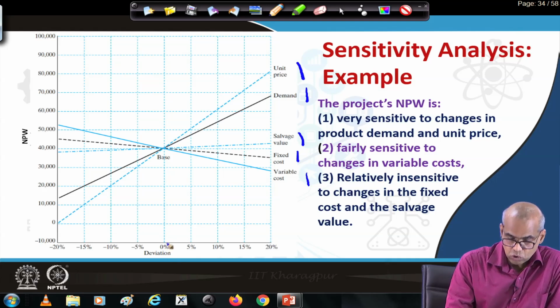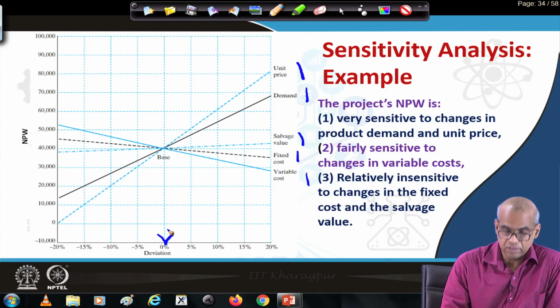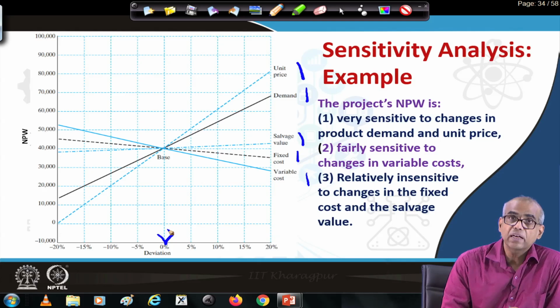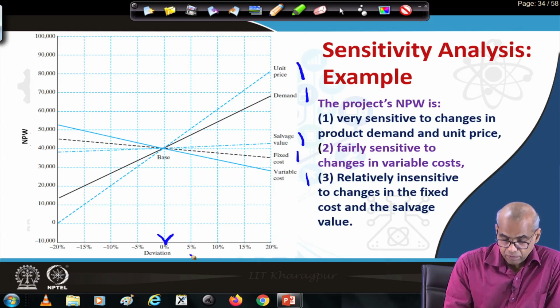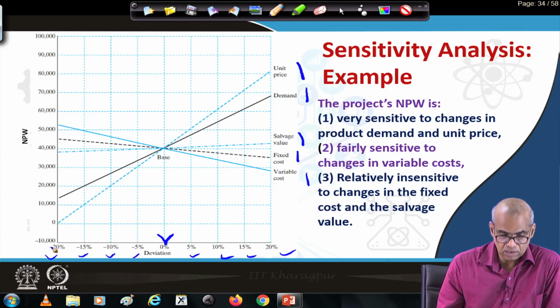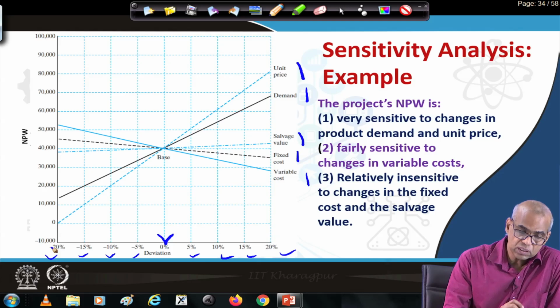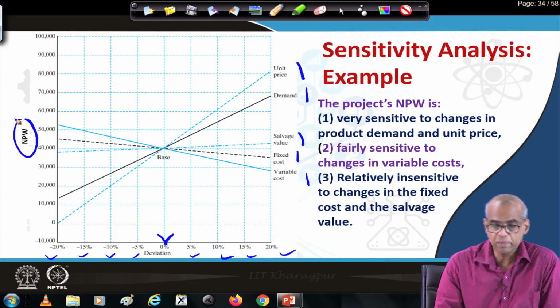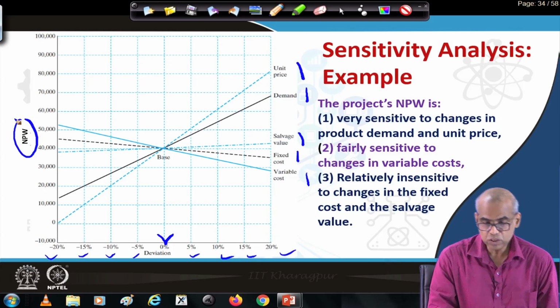The base case corresponds to 0% deviation. Each factor in turn has been varied by 5%, 10%, 15%, 20%, minus 5%, minus 10%, minus 15%, minus 20%, holding all others constant. And in each case, we have found out the net present value, NPV or NPW. Then you have made this plot. Now, look at this plot.